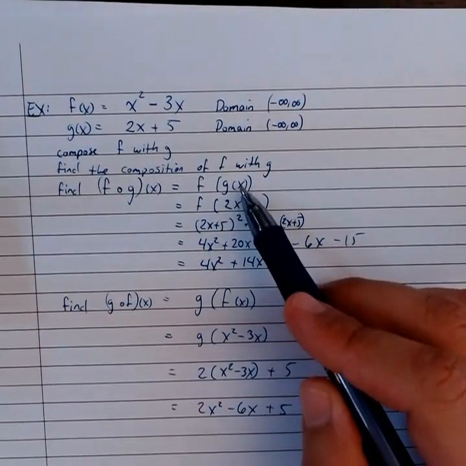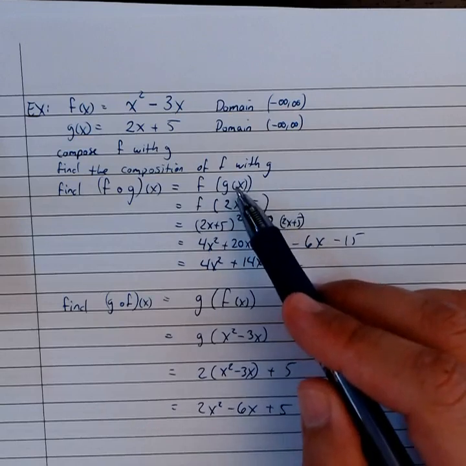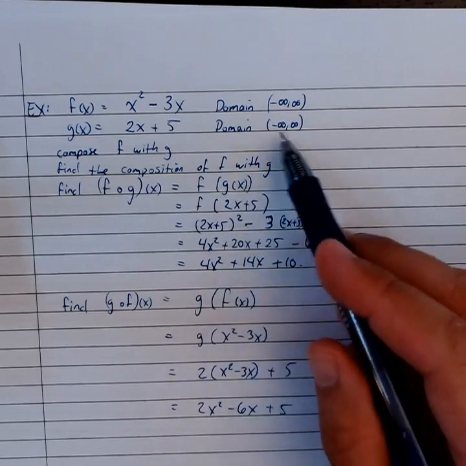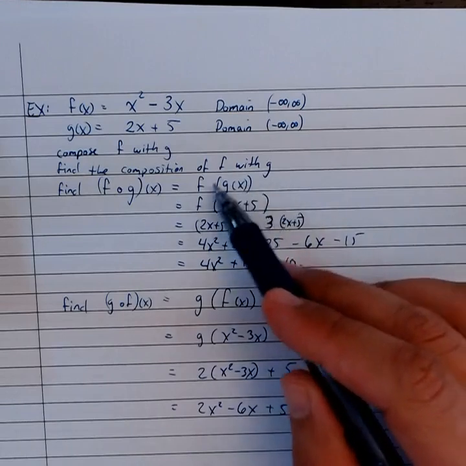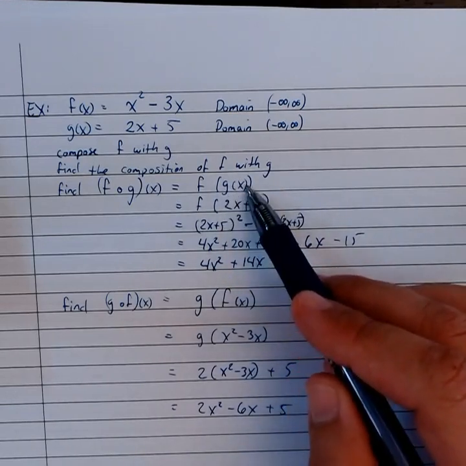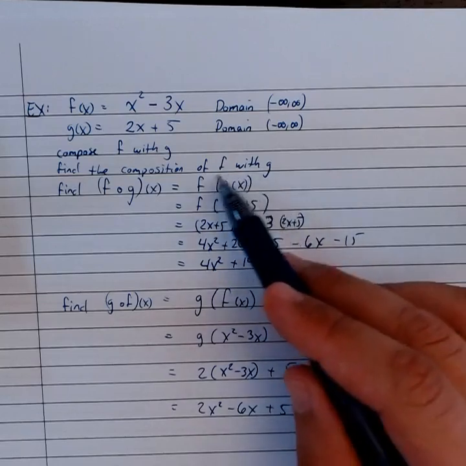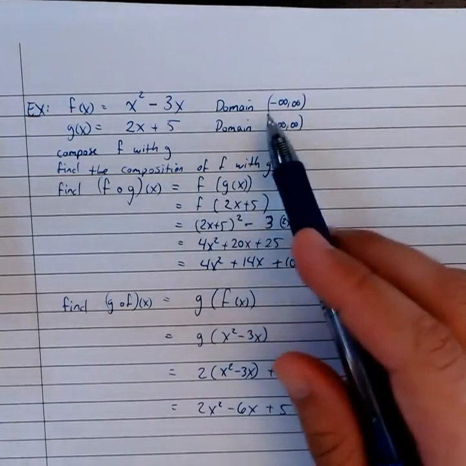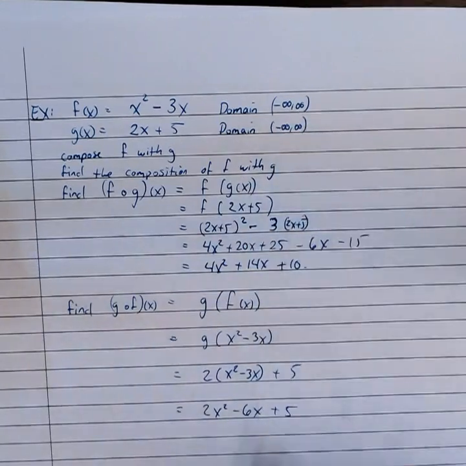Here, you could plug whatever number you want into g, because g's domain is every real number. When I plug a number into g, it's going to give me some answer. It doesn't matter what answer that is, because whatever it is, it can be plugged into f, because again, f has an infinite domain from negative infinity to infinity.